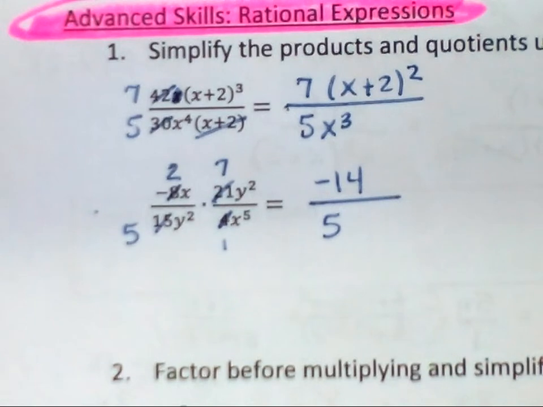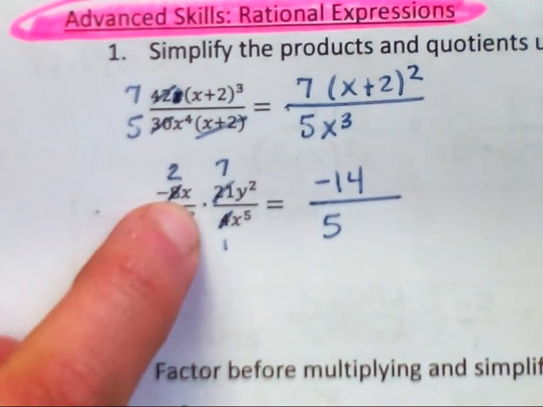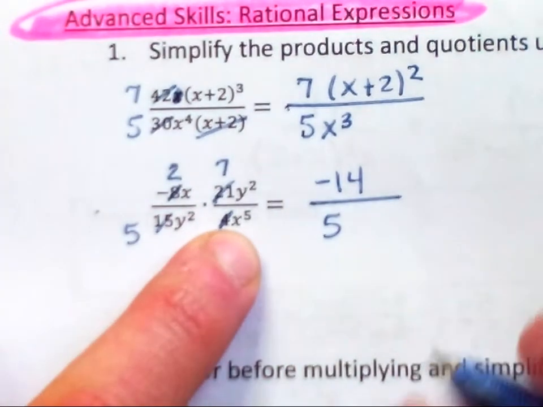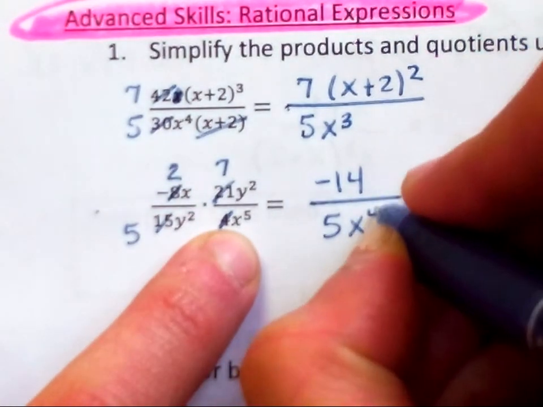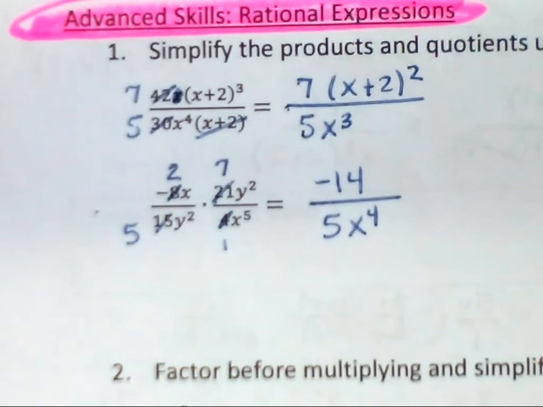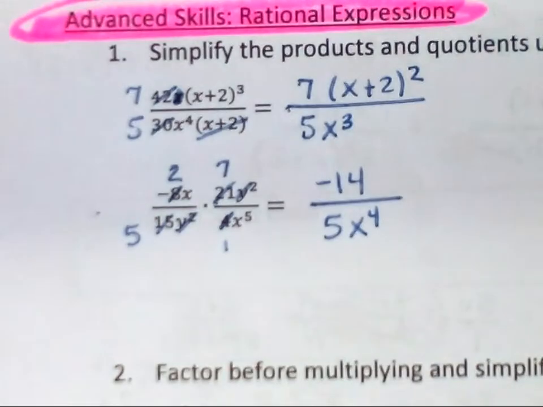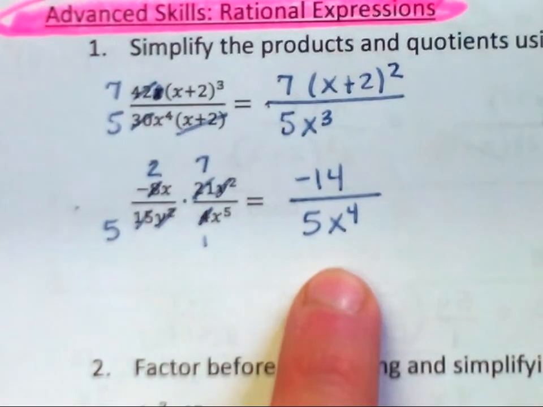Then I want to take stock of my factors of x. So I have 1 factor of x in the top and 5 factors of x in the bottom, which is going, after canceling, I'm going to have 4 factors of x in the bottom. And then I also have y squared and y squared, so those cancel completely, and this reduces to negative 14 over 5x to the 4th.